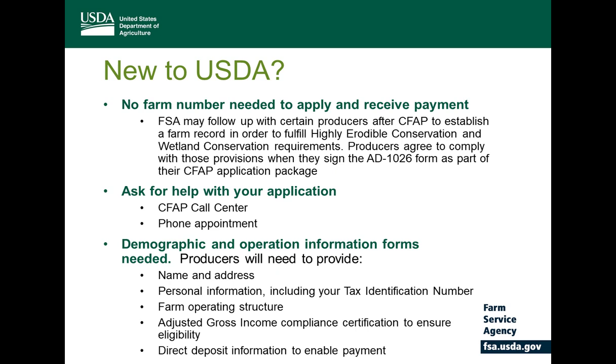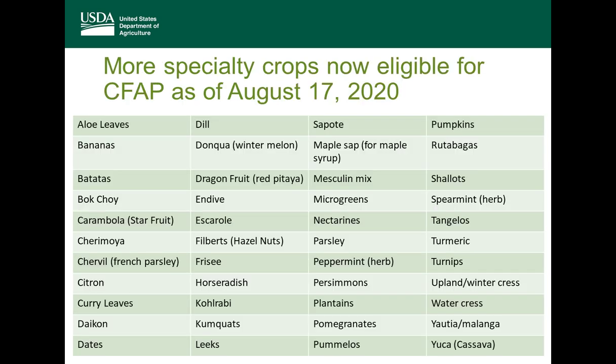But there are different, if you have an entity or if you have a corporation or LLC, there are some additional forms that you may have to provide to identify the type of operating structure that you have. The AGI form is an adjusted gross income form to certify that you're eligible to receive payment. And then there's, of course, my favorite, the direct deposit form that you'll need so that you will have that opportunity to have the funding sent directly to your account.